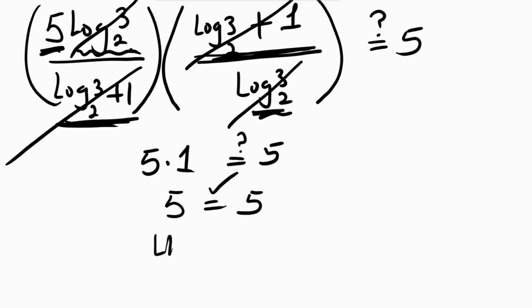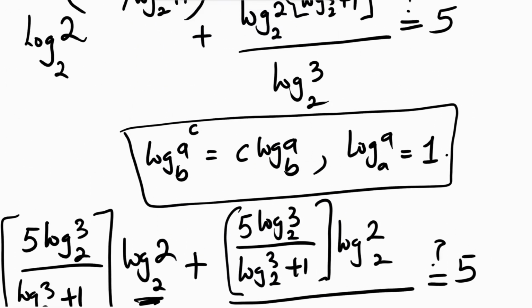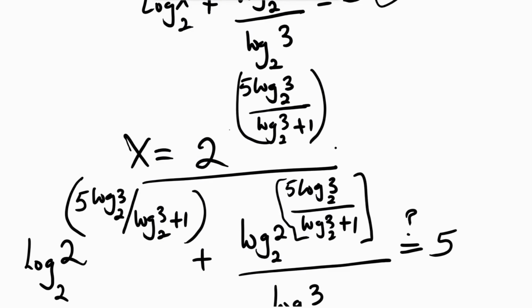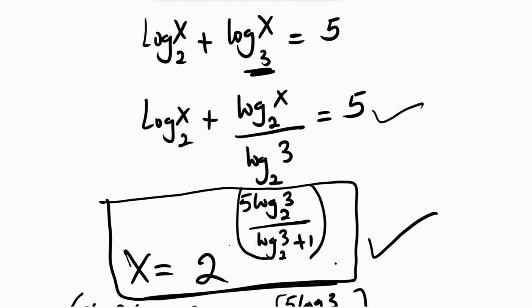And that means our left-hand side is looking like our right-hand side. So this just simply means that the value of x, which is what we got here, our value of x, which is 2 raised to the power 5 log 3 base 2 divided by log 3 base 2 plus 1, is the correct answer.